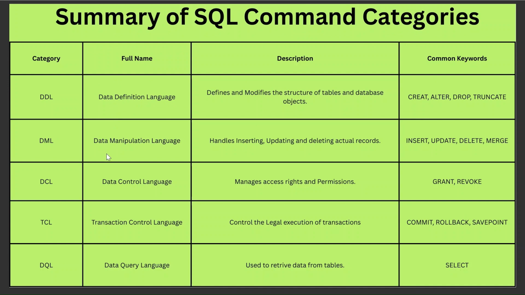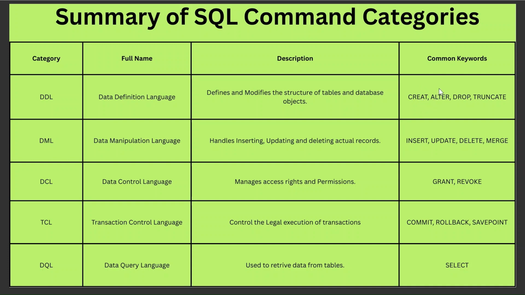Let's try to have a good definition of these types of SQL commands. We have DDL, which means data definition language. Data definition language defines and modifies the structure of tables and database objects. For example, if you want to create a table, we are going to write a SQL command whose function is create. So we write create, and then we create a table.